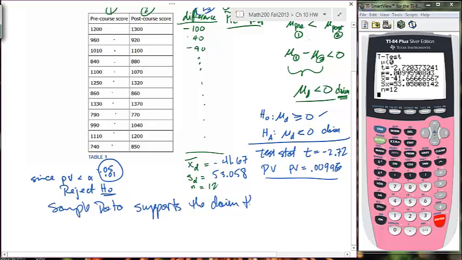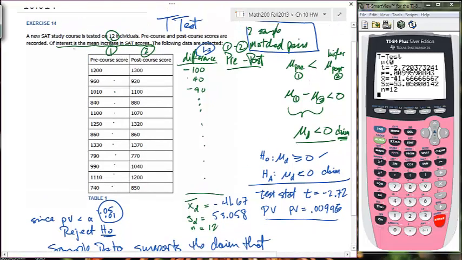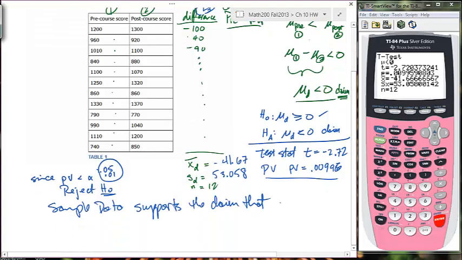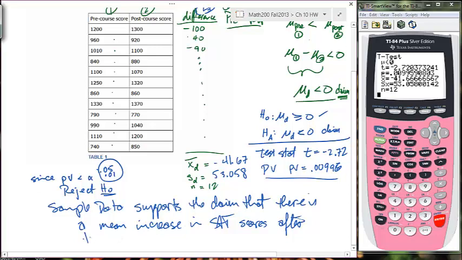Supports the claim that, what was our claim again? Our claim, if you remember, is that there is a mean increase in SAT scores after following this course. That there is a mean increase in SAT scores after taking the course.